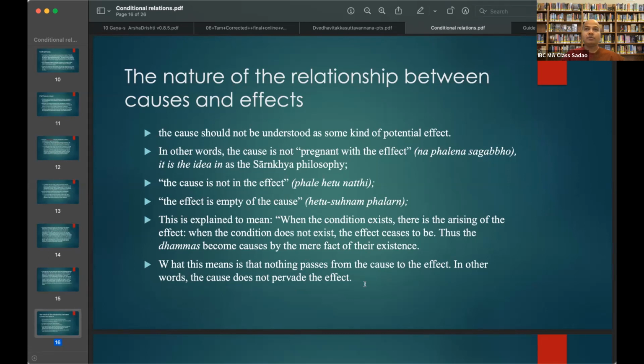So, even though you talk about causal relationships, the relationship between cause and effect, there is nothing from the cause that is transmitted to the effect. If you say there is something from the cause that is transmitted to the effect, it seems that it means that the potentiality of the effect or the essence of the effect is present in the cause. So that is not accepted. There is nothing that is transmitted from the cause to the effect. Neither are they completely separated. It is because of the cause that there is effect.